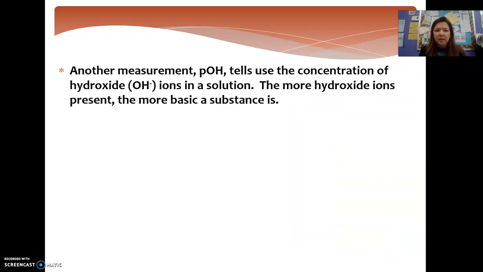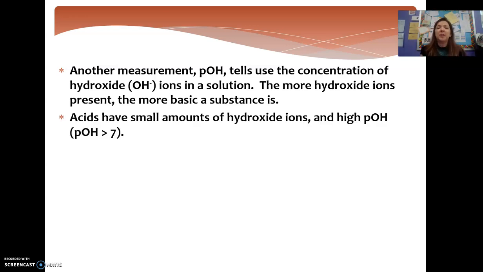Okay. Another measurement besides pH is pOH, or hydroxides. OH is hydroxide. That tells us the concentration of hydroxide ions in solution. The more hydroxide ions present, the more basic a substance is. So the closer you are to 14, going away from neutral 7, the more basic it is, the stronger base it is, and the more hydroxide ions you're going to have in solution.